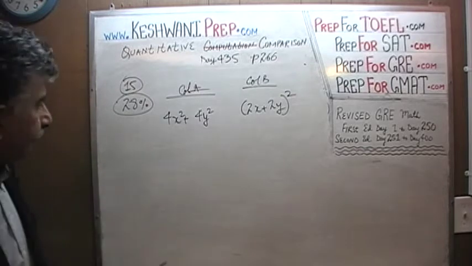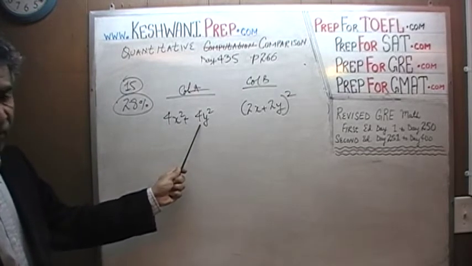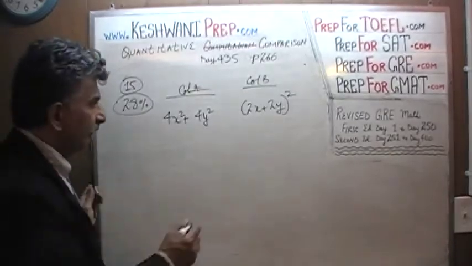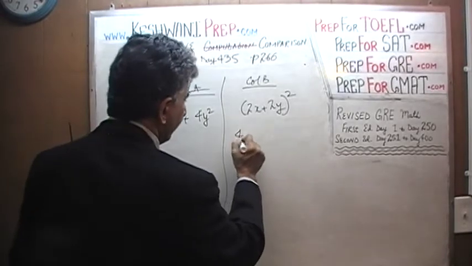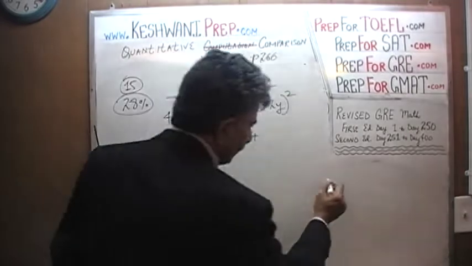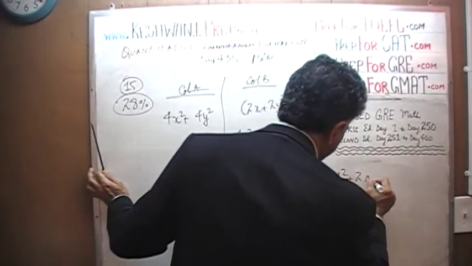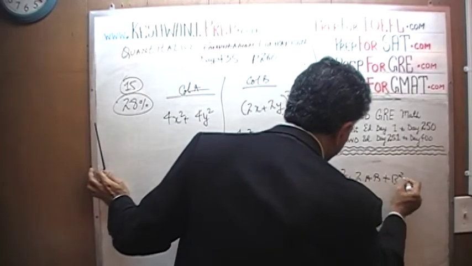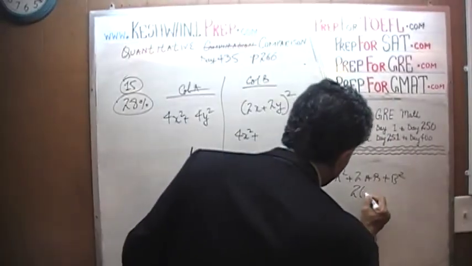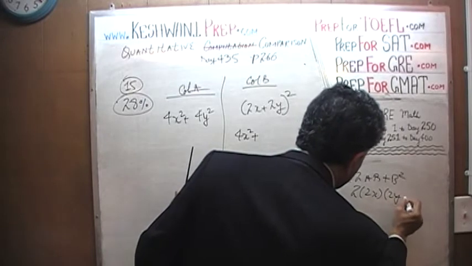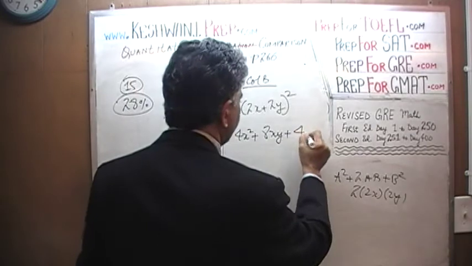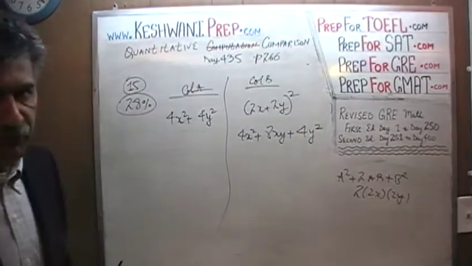Here we go. 4x squared plus 4y squared versus 2x plus 2y whole squared. Let's open this parenthesis. When we open this parenthesis, we get 4x squared plus, a squared plus 2ab plus b squared, so we get 2 times 2x times 2y. We'll end up with 8xy plus 4y squared. Are you with me in this story?